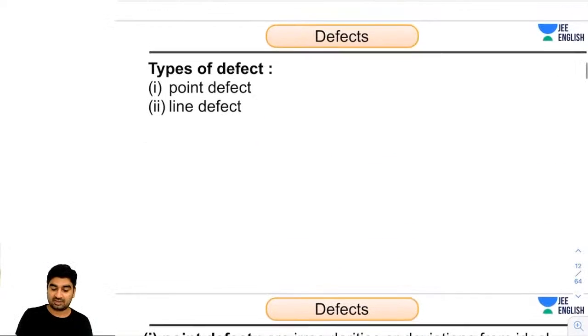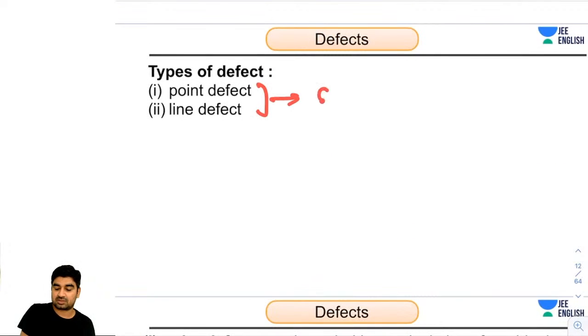So combinedly these two defects, I call them crystal defects. Note it down, guys. Combinedly these two defects are called crystal defects.